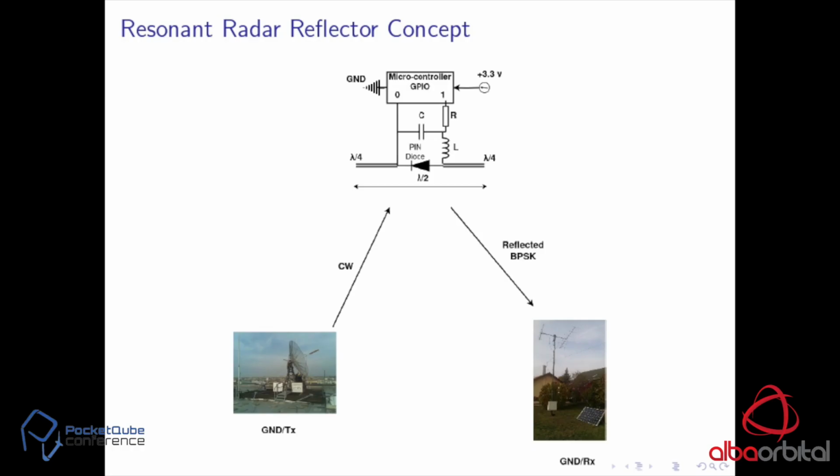So the main concept is that this part, which is on the satellite segment, is the reflector. This part is on the ground. The first ground station sent a continuous wave with 1 kilowatt RF power, and the reflector part switches the PIN diode to form short circuit and open loop to reflect it as a BPSK modulated signal. We received it at the second ground station, which is far from the primary ground station, about 20 kilometers.